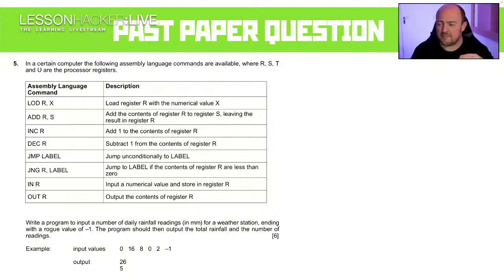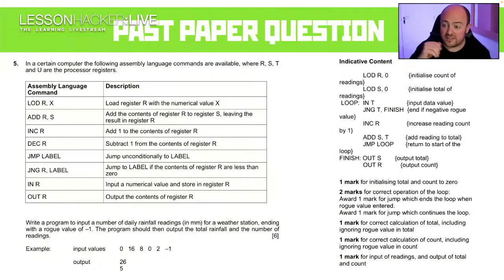This isn't a chemistry exam. But we wouldn't have a negative rainfall reading. So a rogue value basically means a number we're not expecting that will tell us we're done. So -1 will tell us we're done. So the mark scheme is this.